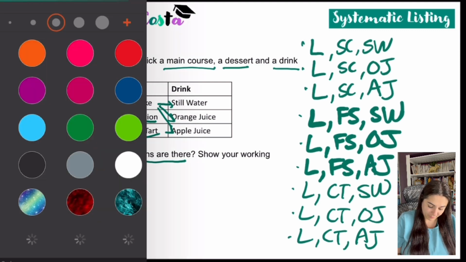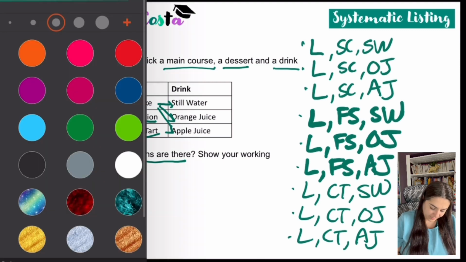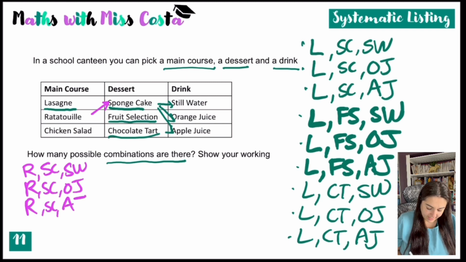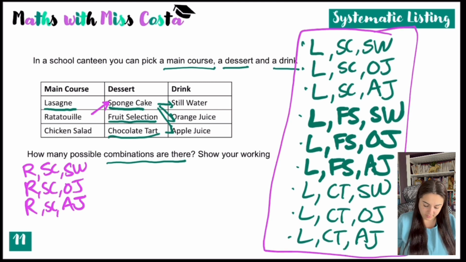Then I'm going to do the same with ratatouille. Let's do it in a different colour. So you've got ratatouille with sponge cake and still water, ratatouille with sponge cake and orange juice, ratatouille with sponge cake and apple juice. And hopefully you might realise that if with the lasagna there are 9 options, with the ratatouille there are also going to be 9 options.